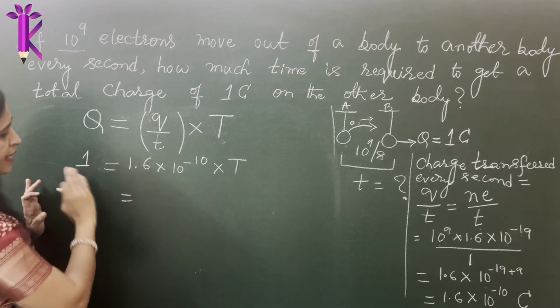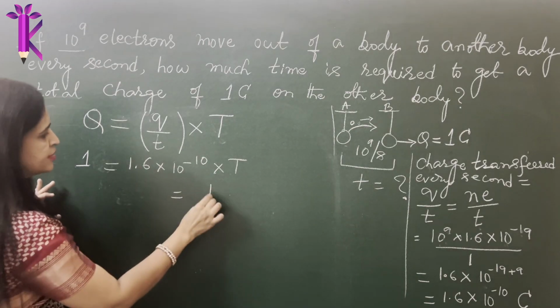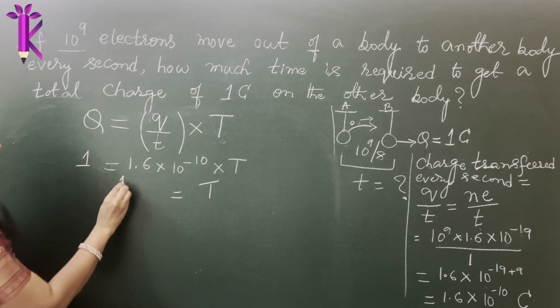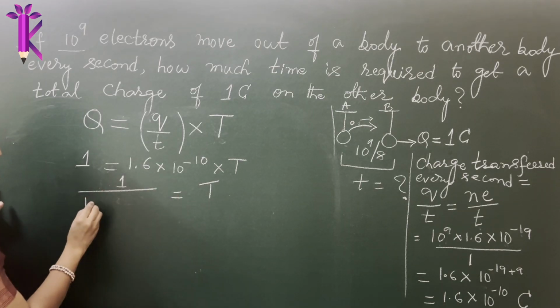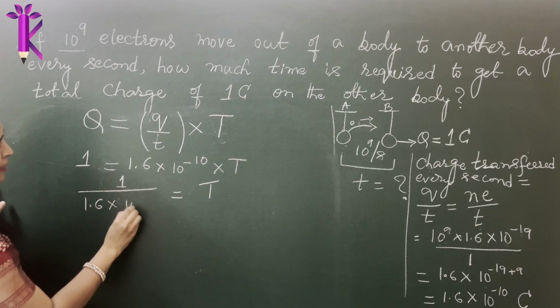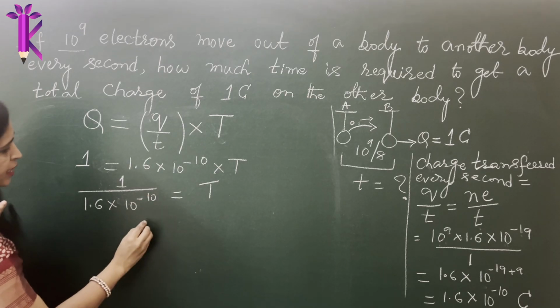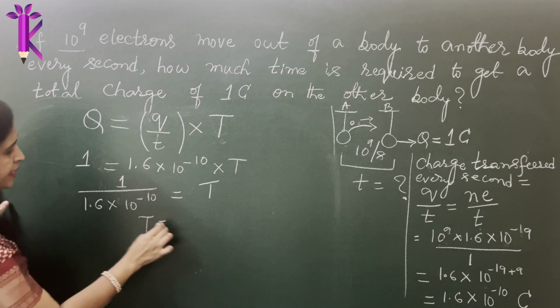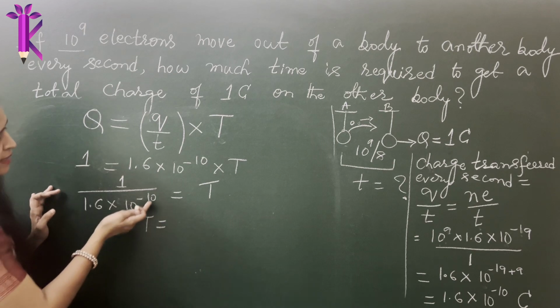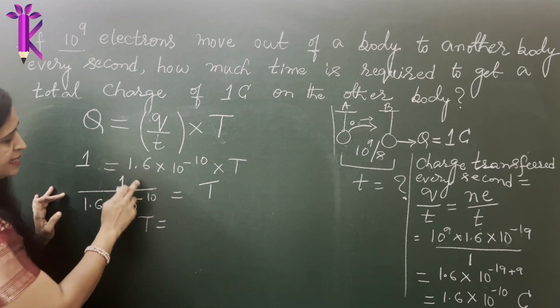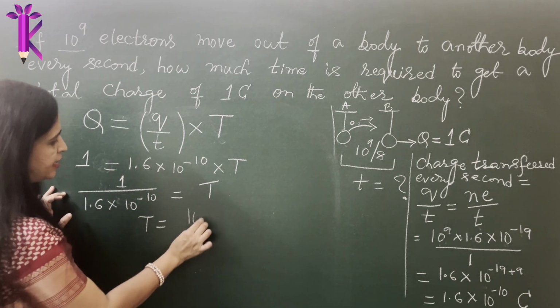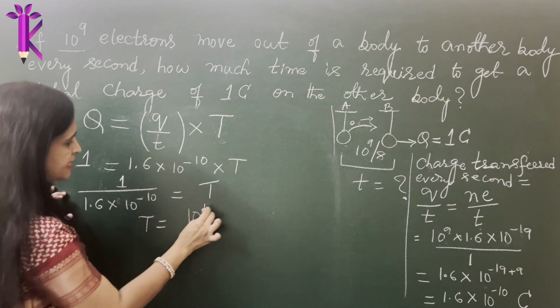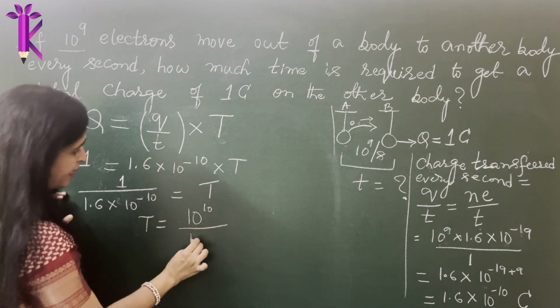Now I'll bring everything to the left-hand side. So T will be 1 divided by 1.6 into 10 to the power of minus 10. Now we need to simplify. In other words, this can be written as, I'll take 10 to the power of minus 10 to the numerator, so minus 10 becomes plus 10. Therefore, 10 to the power of plus 10 divided by 1.6.